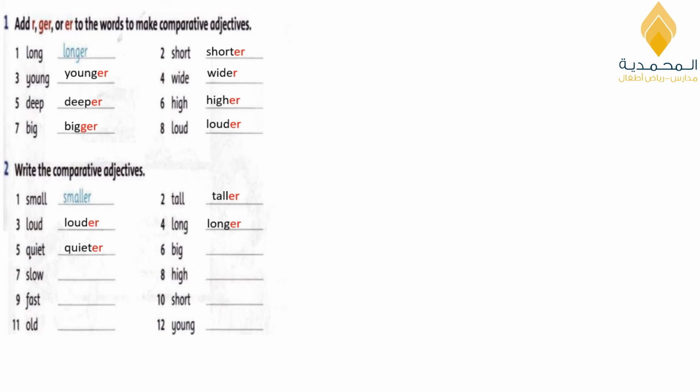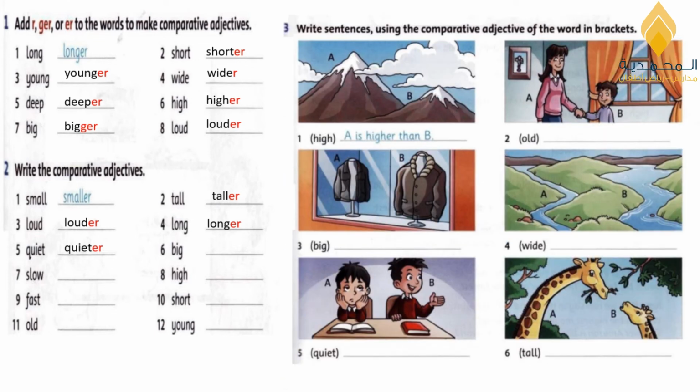Let's move to exercise number 3. Write sentences using the comparative adjective of the word in brackets. Number 1, we have the adjective high. A is higher than B. Number 2, old. A is older than B.